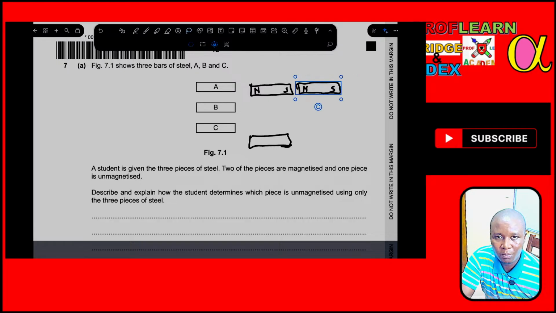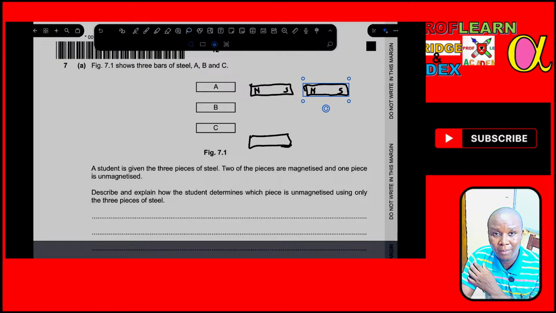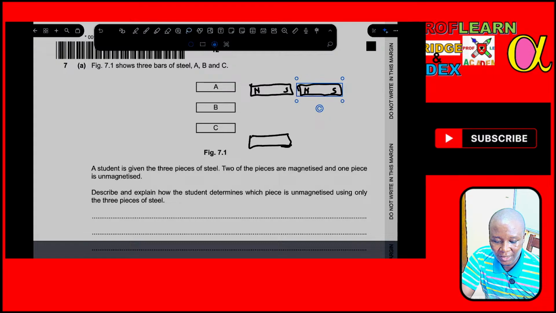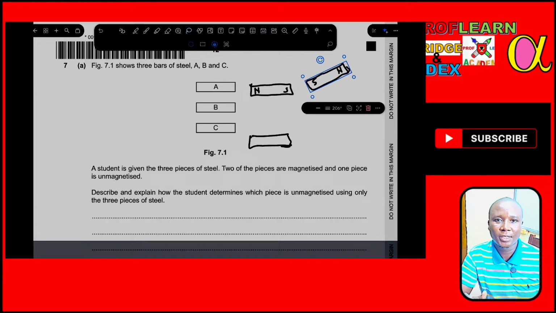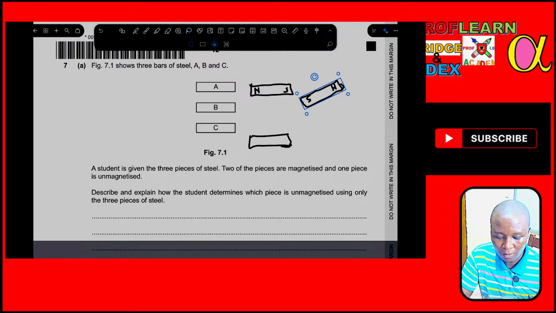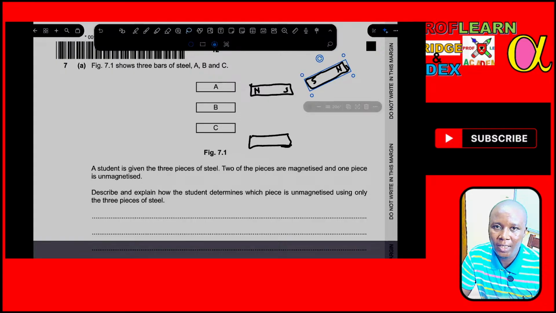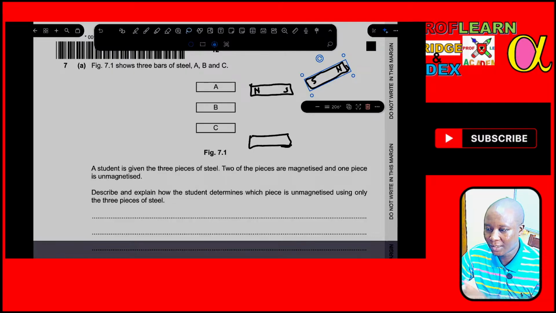If there is attraction, it means the material can be magnetized, or a magnetic material. Then once it has been tested and there is attraction, the student needs to flip the poles and bring it close again and check, will that pole be attracted or repelled? So if both sides are attracted, it means this is a magnetic material. But if one pole is repelled, it indicates those are similar poles, and that is a magnetized material.